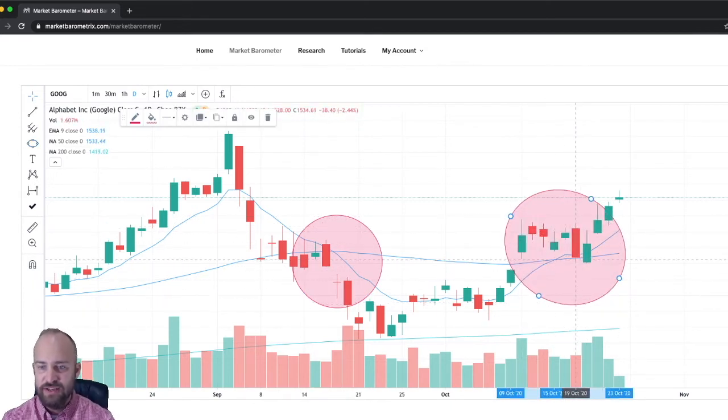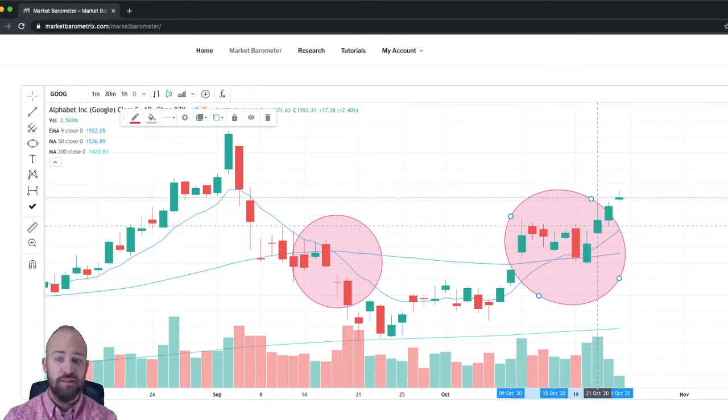This would have been an interesting entry point around here, probably on this second close above the 9-day EMA. I would have entered a bullish position here in either the short term or the intermediate term. And I think that would be a pretty favorable entry point with a high probability of success.